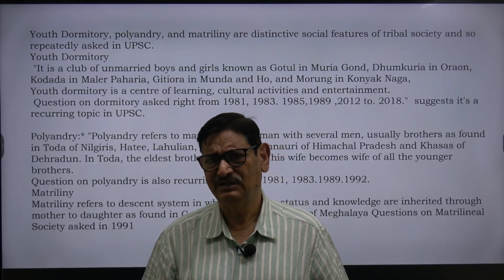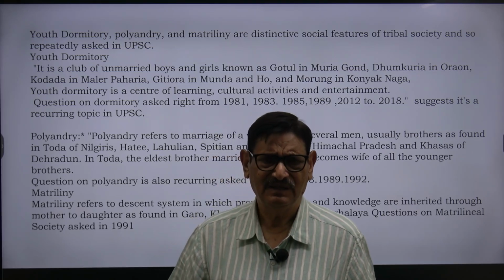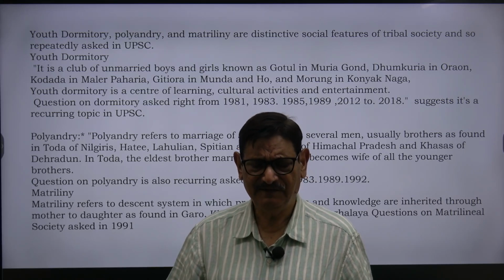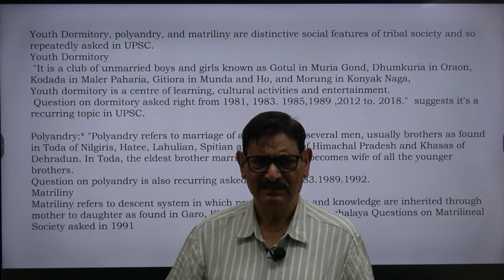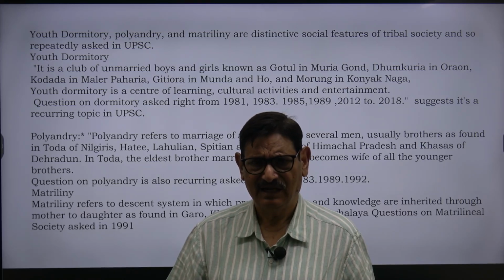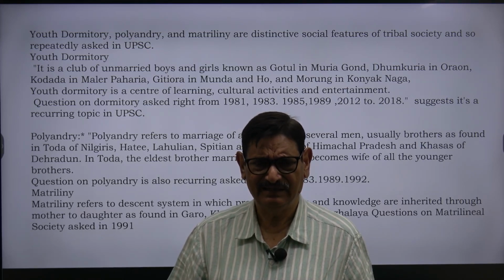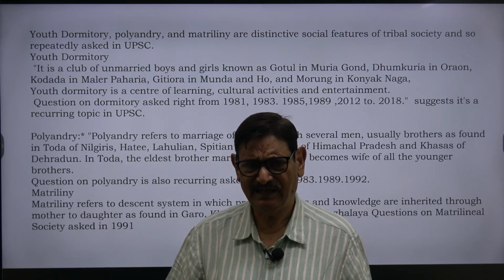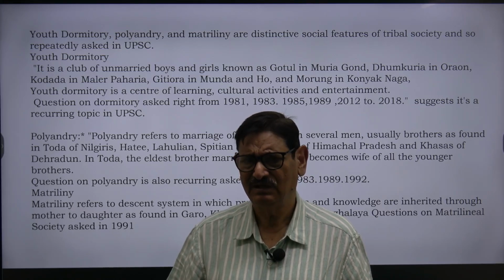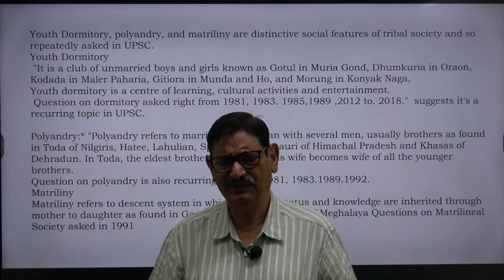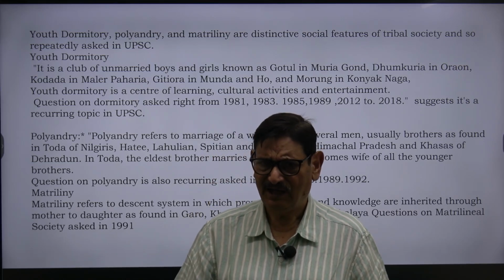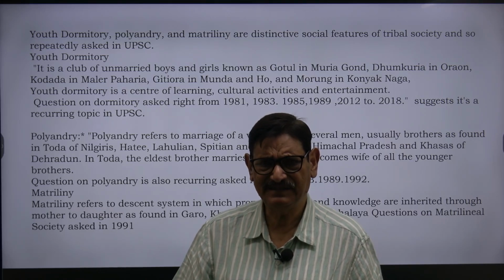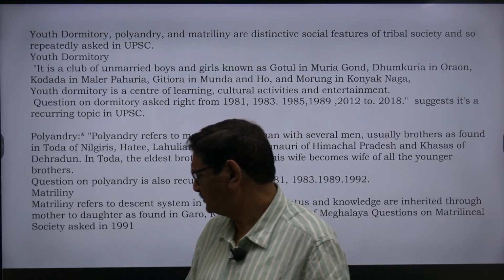And the third unique social characteristic of tribal society is matrilineal. Matrilineal is a form of descent system in which property, status, knowledge are inherited through the mother line, that is, mother to daughter. A question on matrilineal has been asked in 1990. So these are the core social institutions or characteristics of tribal society. Now we see we can use these three social distinctive features of tribal society in other questions also.